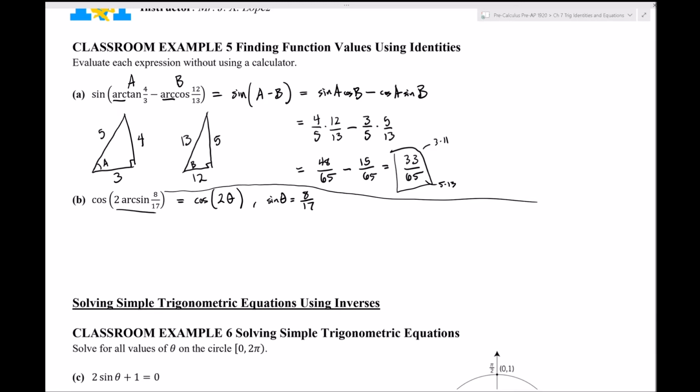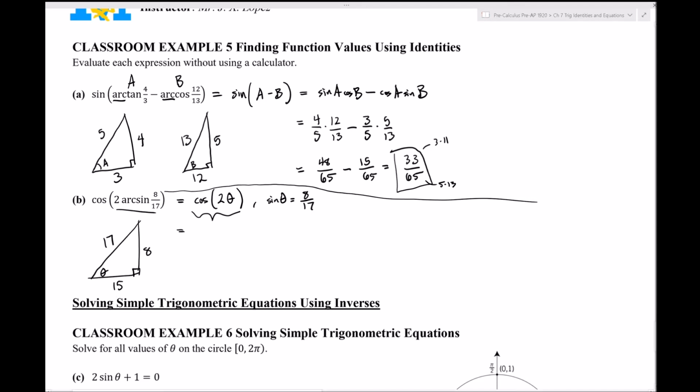If that's the case, I'm going to draw a right triangle. Call this theta. And that's 8 over 17. And is that one 15 here? That was the same triangle as the one before. Okay, so what we need to do is simplify this expression, cosine of 2 theta. And if you remember, that's the one that has 3 different versions. Cosine squared minus sine squared, 1 minus 2 sine squared theta, or 2 cosine squared theta minus 1. So you can take your pick.